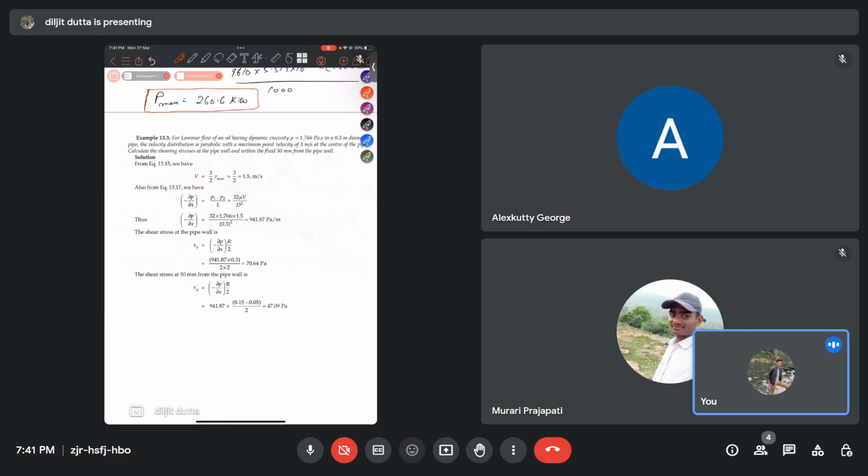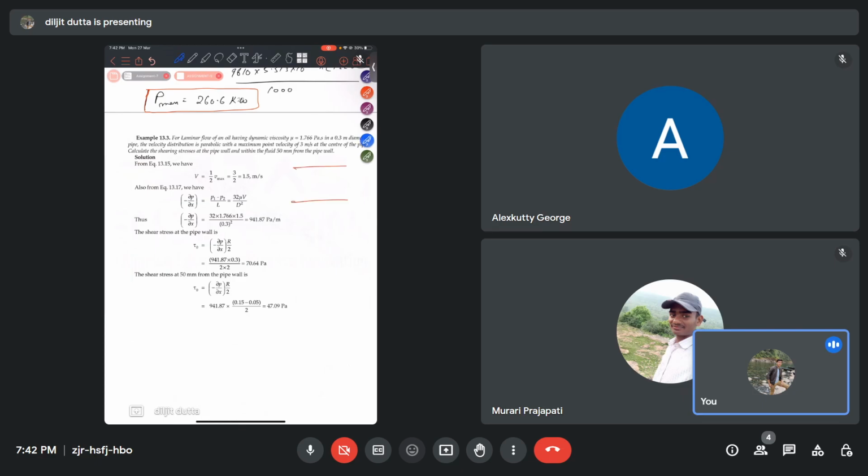So this is a question from an example. For laminar flow of oil having dynamic viscosity 1.76 in a 0.3 meter diameter pipe, the velocity distribution is parabolic with a maximum point velocity of 3 meter per second at the center of the pipe. Calculate the shearing stress at the pipe wall and within the fluid 50 mm from the pipe wall.